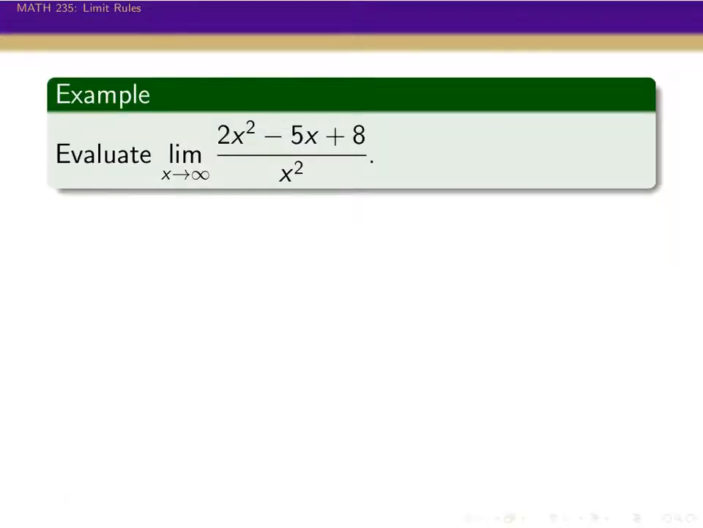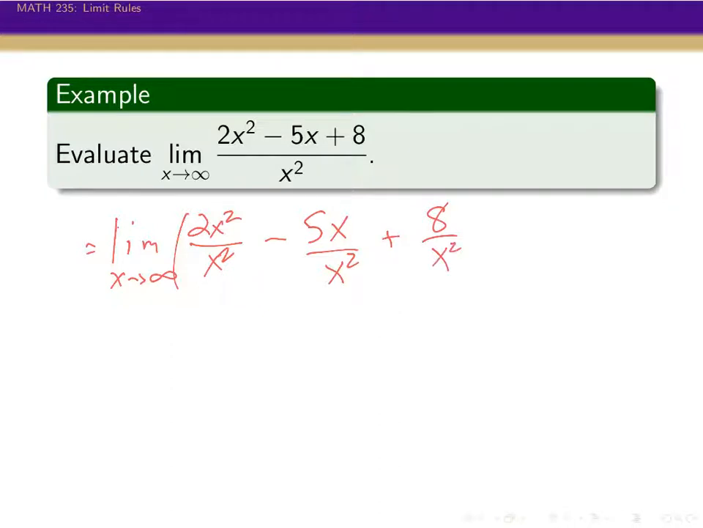Okay, so let's apply this here. We're taking the limit of this rational function, 2x squared minus 5x plus 8, and then dividing the whole thing by x squared. The nice thing is on the bottom we only have a single x squared. On the top, we have a sum, and so we can break this sum up. So we can think about this as being the limit as x goes to infinity of 2x squared over x squared minus 5x over x squared plus 8 over x squared.